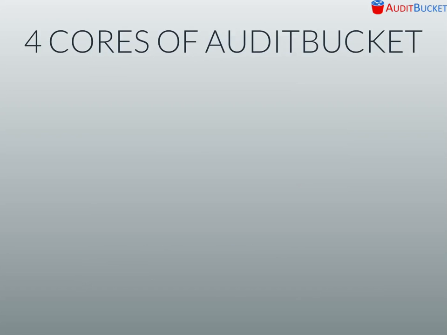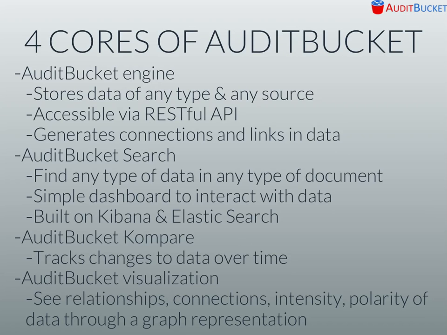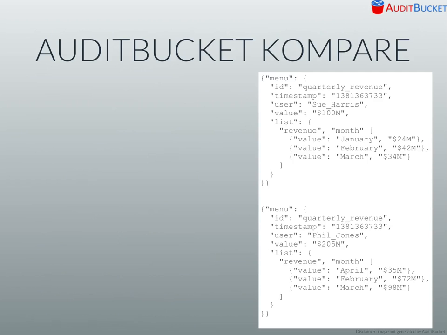Now, AuditBucket really has 4 core functionalities. First is the engine that captures the data and then starts to generate the graph connections between these elements of data and find these hidden links. The second is the search capability that gives you a dashboard where you can start interacting with the data. Third is the compare capability that tracks changes to data over time, and we're going to cover that more in just a moment. And the last one is the visualization functionality that lets you see these relationships and connections in a graph representation.